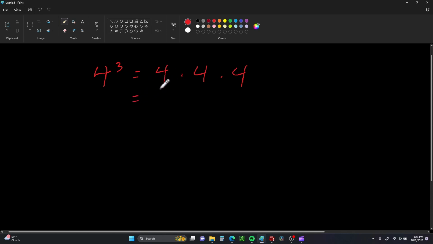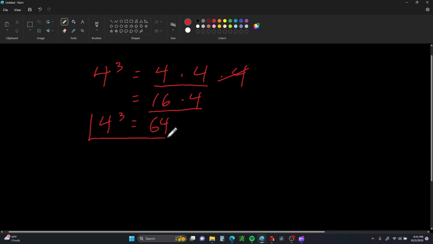So once I have it in expanded form, I'm going to just go left to right and multiply these two first, and that's 16. And I bring down the other times 4. I like to cross them off because if we had 4 to the 10th power and there were 10 4s, sometimes you lose track of which ones you brought down. And then the next line, I have 16 times 4, and that's 64. Then I bring down the 4 to the third power, and that one's complete.